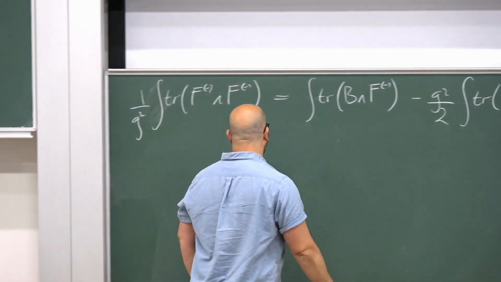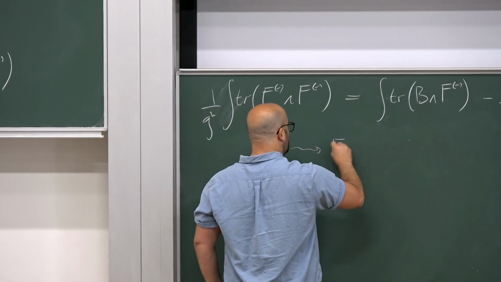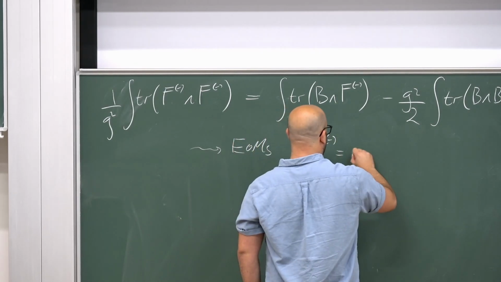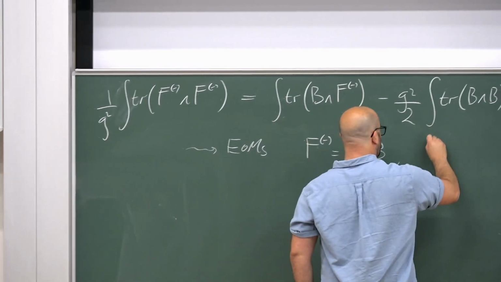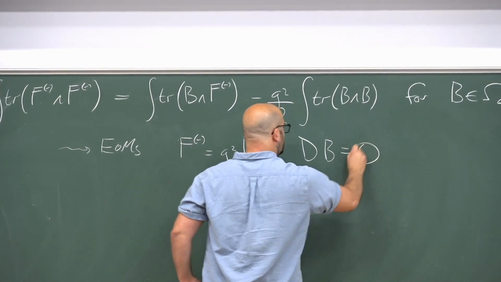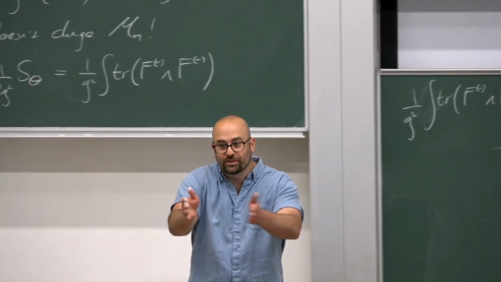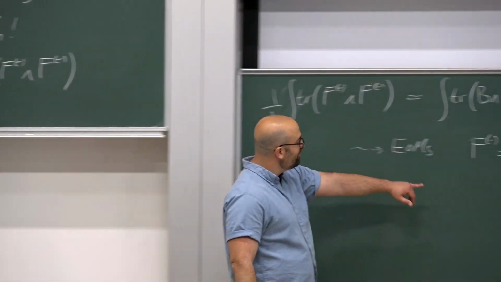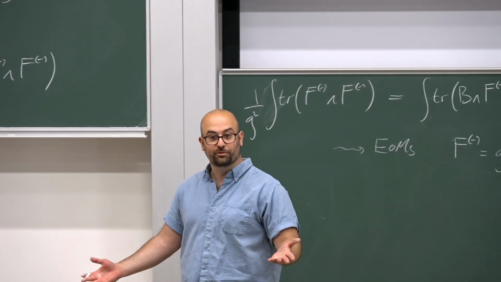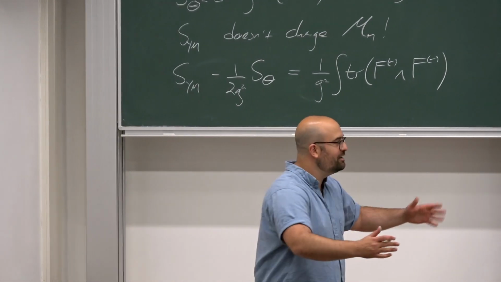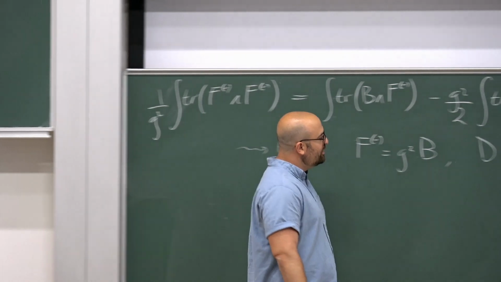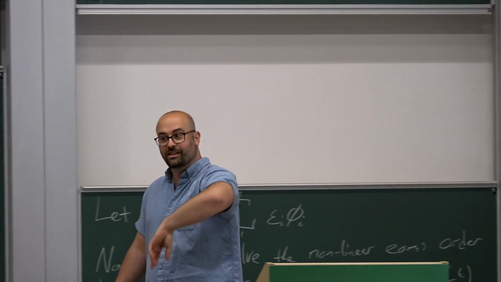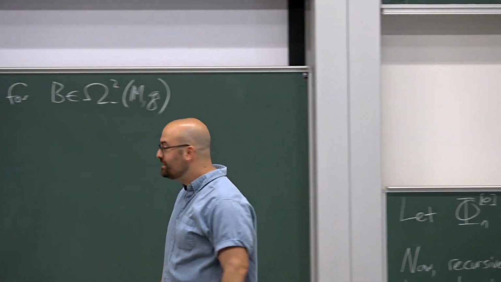Okay, so now the equations of motion are just that f minus is equal to g squared b, and b is covariantly closed. And that means that for small g, which is what we're doing when we're doing perturbation theory, we're expanding around the sector where f minus is equal to 0, and that's the self-dual sector. Okay? So again, who cares, what does this have to do with the Parke-Taylor formula? Remember, the Parke-Taylor formula is a formula for amplitudes that have two anti-self-dual guys and arbitrarily many self-dual guys.